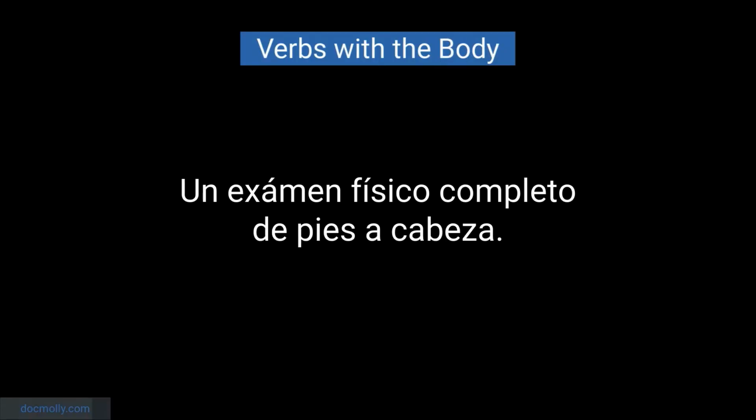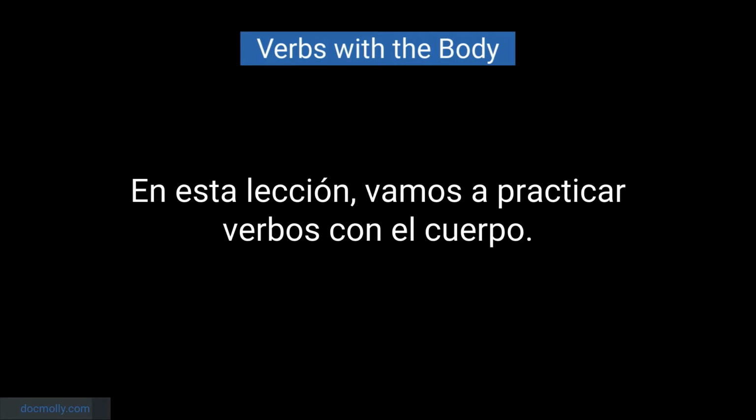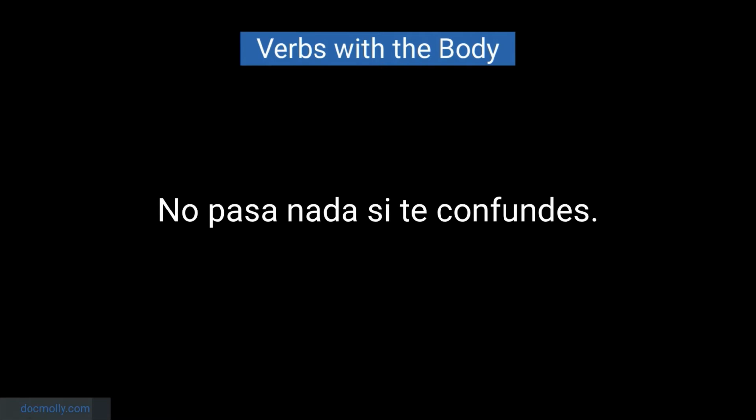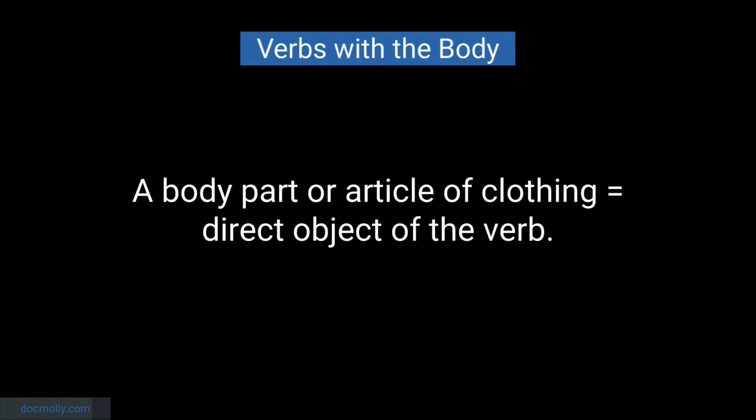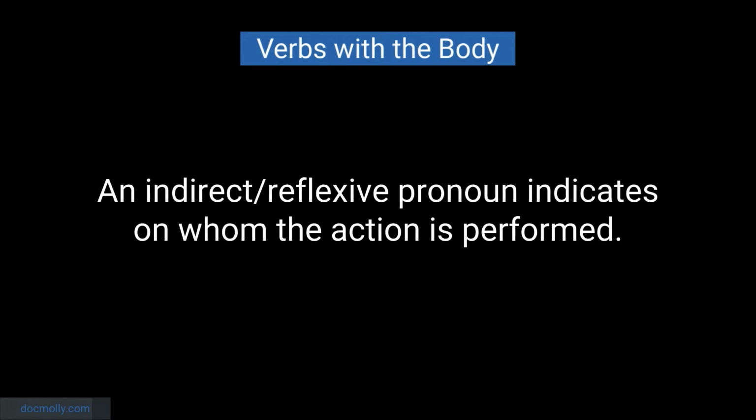In this course, we practice a complete head-to-toe exam. So in this lesson, we are going to practice using verbs that involve the body. Now, I'm about to talk grammar. No worries if you're a little confused, because we will be going over a bunch of examples. In each of the examples in this lesson, a body part or article of clothing will be the direct object of the verb. And an indirect pronoun, or in the case of a reflexive verb, a reflexive pronoun, will indicate on whom the action is being performed.